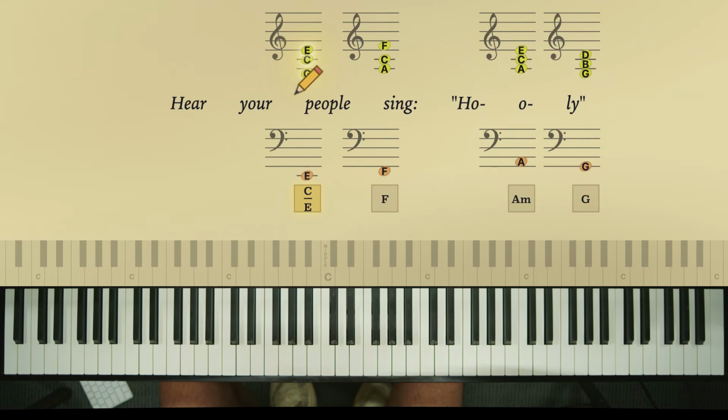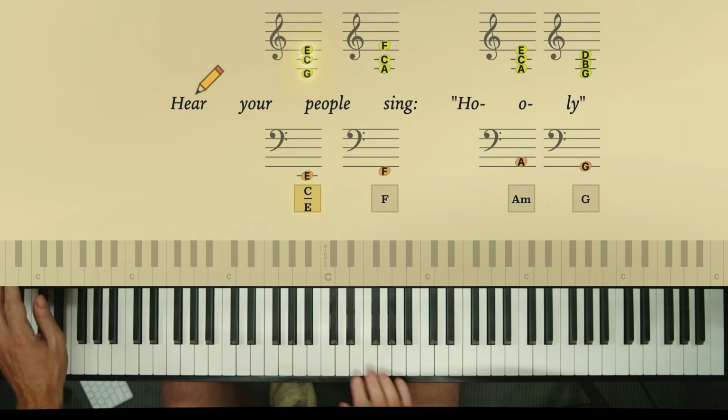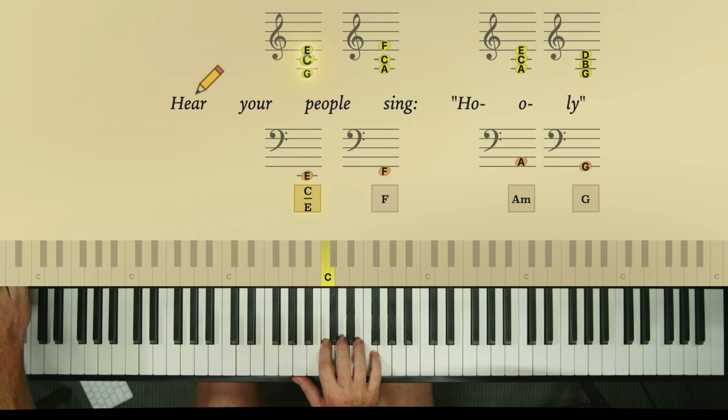Let's do that. I'm going to do the octave hopping and the advanced rhythms at the same time on this, if I can get it all together and do my foot pedals right. Let's see. Hear your people sing.